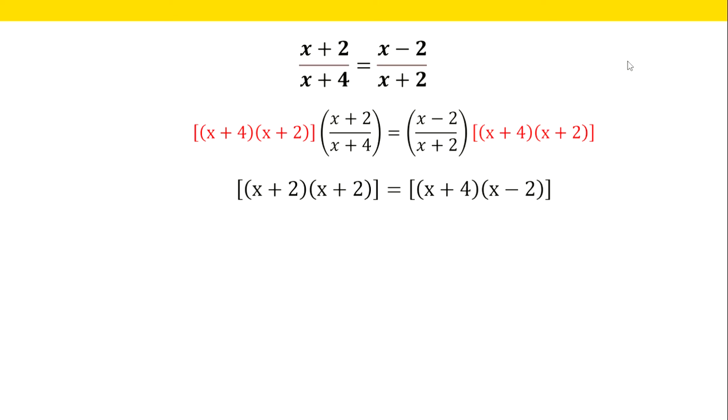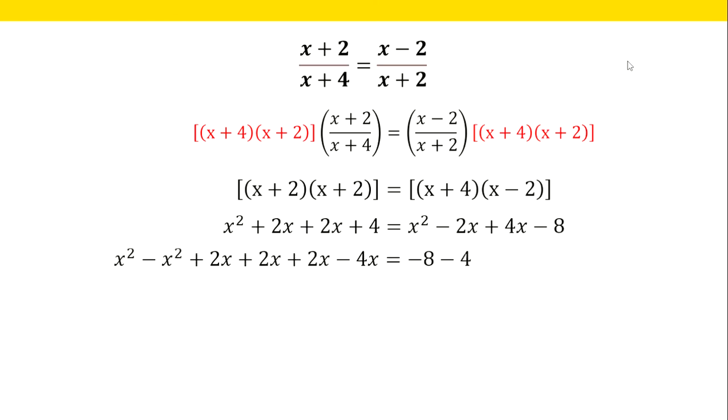As you can see here, we don't have fractions, but we need to simplify this. We need to remove the grouping symbols, so we can use the FOIL method here. Simplifying this, we'll have x squared plus 2x plus 2x plus 4 is equal to x squared minus 2x plus 4x minus 8. Then we need to combine like terms here. So we have x squared minus x squared plus 2x plus 2x plus 2x minus 4x is equal to negative 8 minus 4. Simplifying this, the left hand side will be 2x, and the right hand side is negative 12.